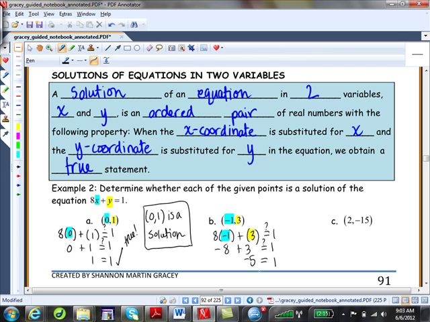Not unless you've been drinking, right? So here we go. We would say it's not equal to 1. This is a false statement. So that means that negative 1, 3 is not located on that line. It's still a perfectly fine point. It's just not on the line that is represented by 8x plus y equals 1. So negative 1, 3 is not a solution.